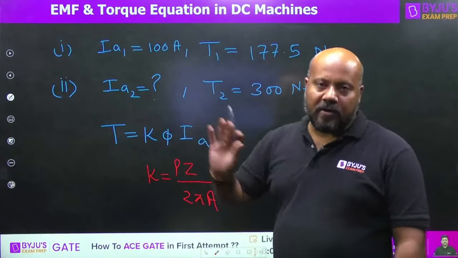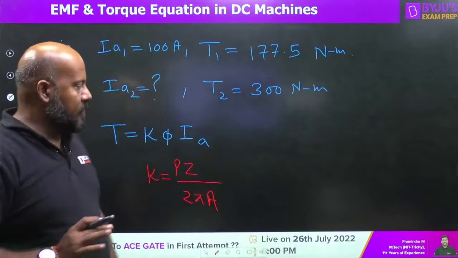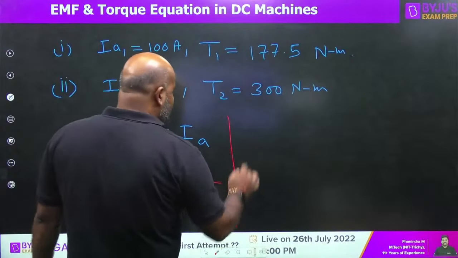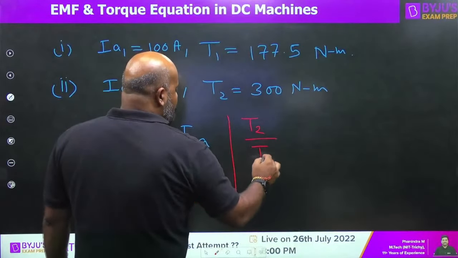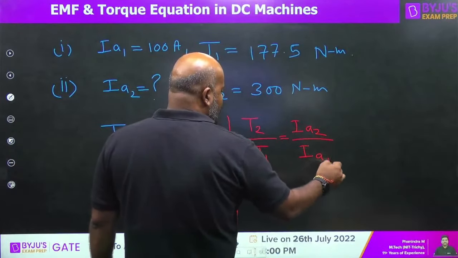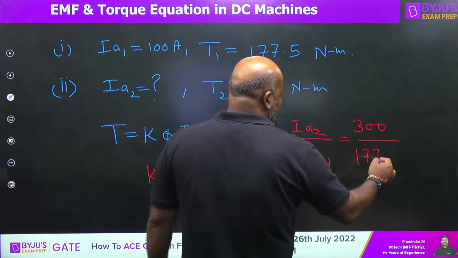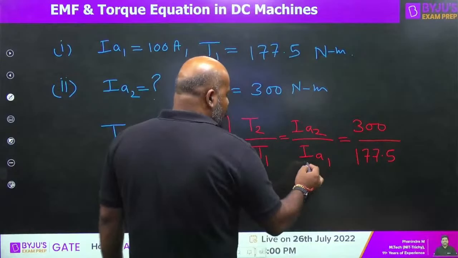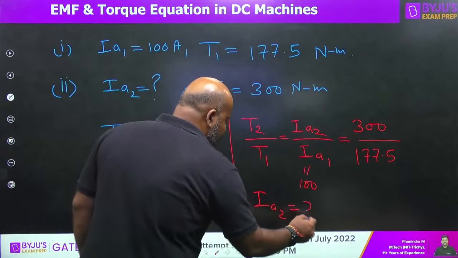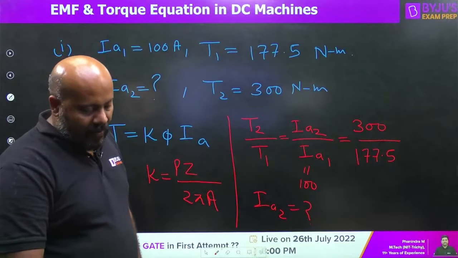Now phi is already a constant. It is given for the same excitation, and because it is a separately excited machine, the only variation is going to be the armature current. So can you write T2 upon T1 is equal to Ia2 upon Ia1. What is T2? 300. What is T1? 177.5. What is Ia1? It is 100. So can you tell me what is the value of Ia2? Everybody just calculate it fast. What is the value of Ia2?